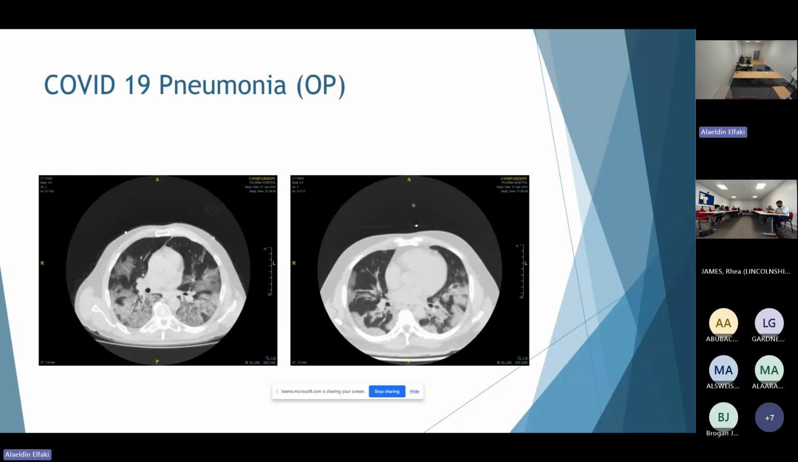COVID pneumonia might mimic interstitial lung disease and might be similar to the radiological features of cryptogenic organizing pneumonia. So you need just to bear in mind to screen the patient for COVID if the symptoms are acute.